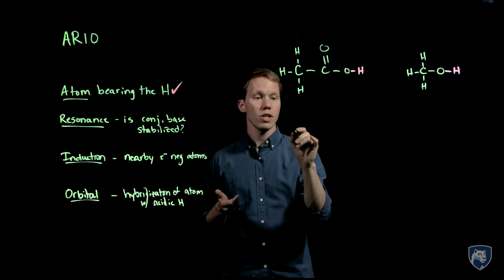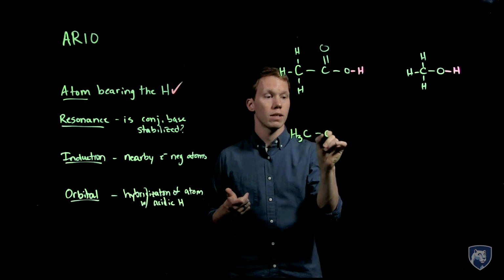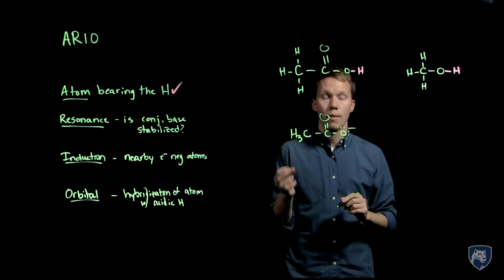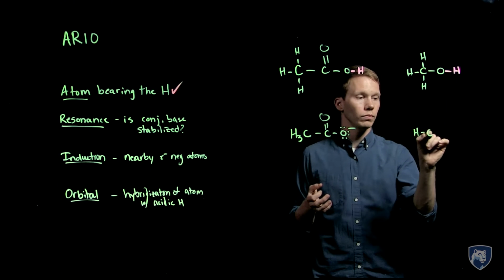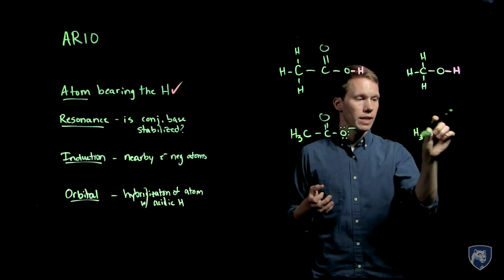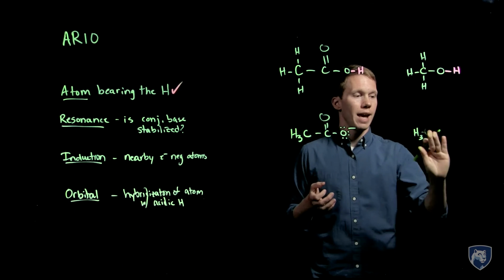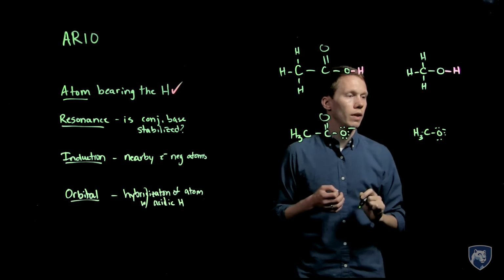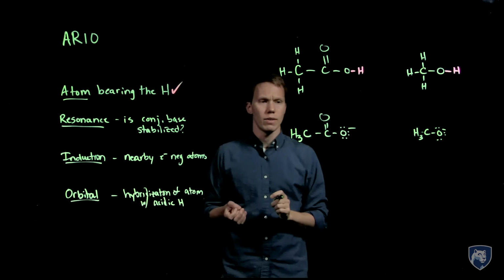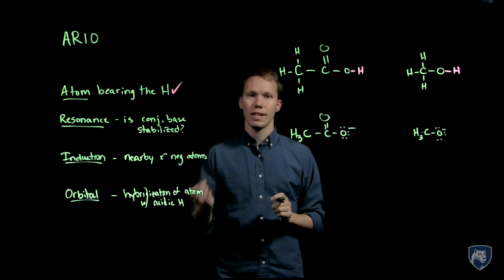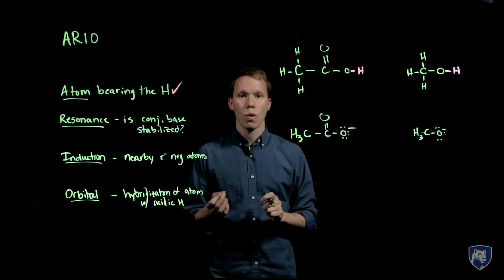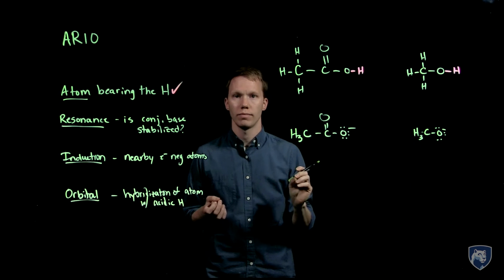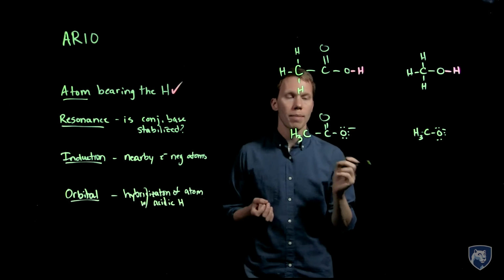Okay, so let's draw the conjugate base. I'm going to abbreviate here CH3COO minus. The conjugate base will have lost a proton. CH3, and this will also have an O minus. Okay, if there's resonance, that stabilizes, and therefore the base is weaker, and then the acid is stronger.